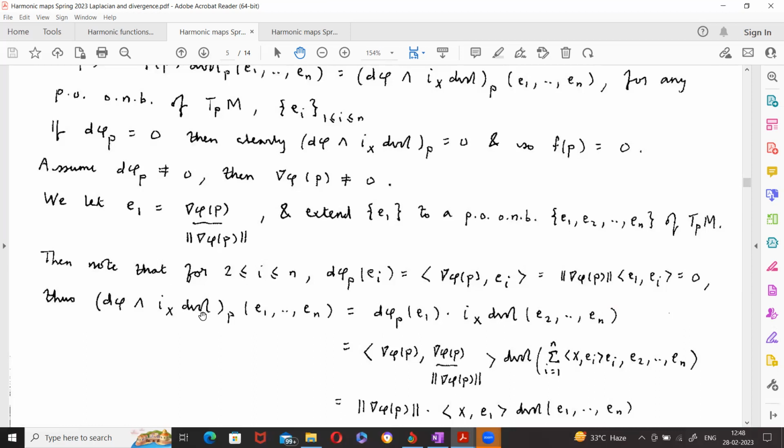But when I'm taking permutations, if I take any permutation which puts a vector EI, where I is between 2 and n, into the first spot, then I'll get d phi acting on EI, which is 0. So those terms will vanish. So the only permutations I'll be looking at are permutations where the first vector E1 is fixed, and the other vectors are permuted. Is that clear?